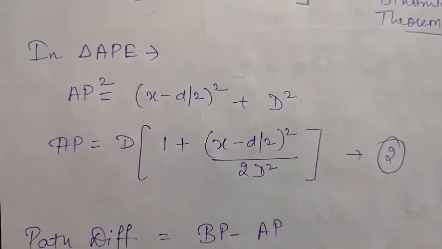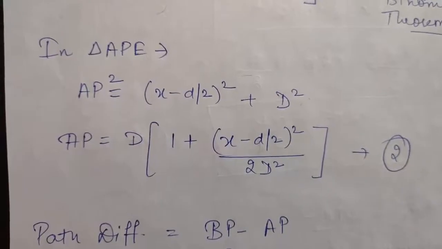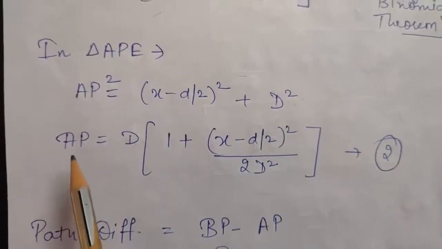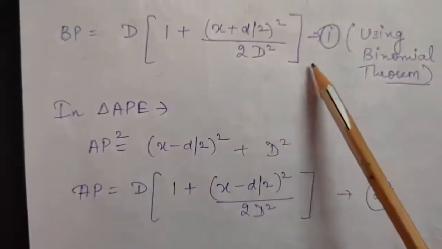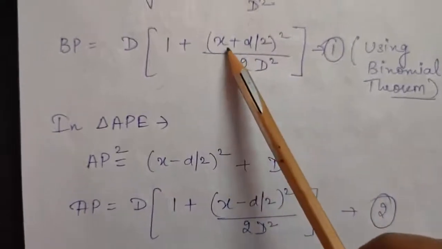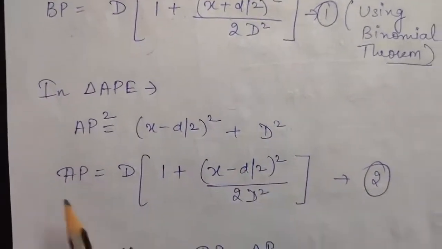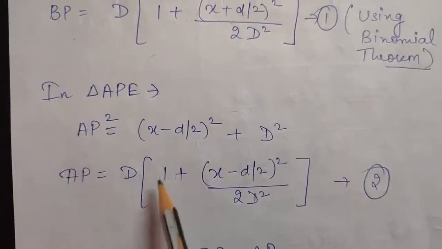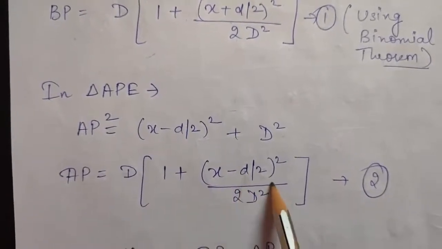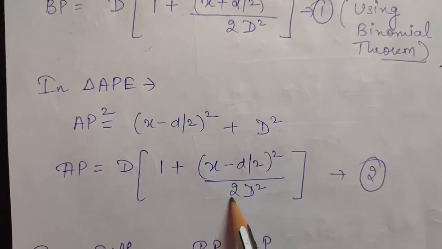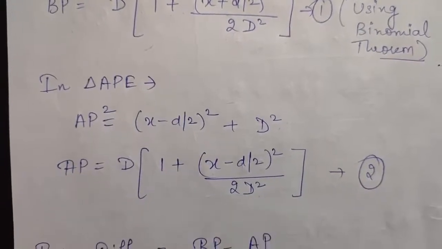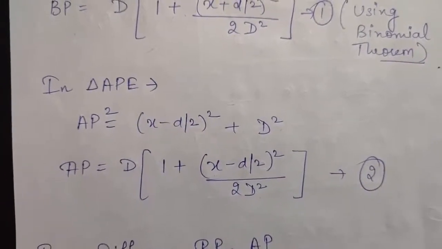Now following the same steps as we did above for BP square, you will get AP the same as this. The only difference will be that instead of x plus D by 2, you will have x minus D by 2. So AP will come to be equal to D into root of 1 plus (x minus D by 2) whole square upon 2D square. Now you have got the value of BP and AP.